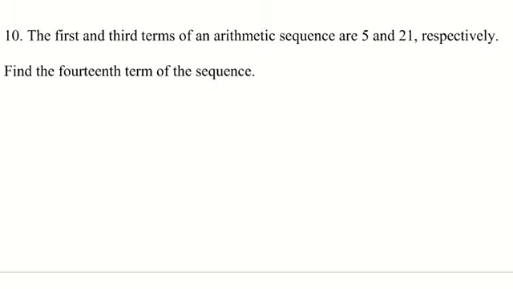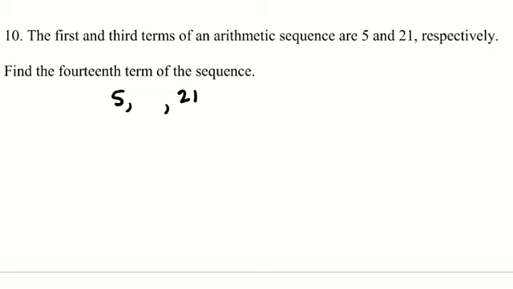Okay. And here's another one that's very similar to a question that I saw in the CLEP that I took. The first and third terms of an arithmetic sequence are 5 and 21 respectively. Meaning that 5 is the first term and 21 is the third term. Find the 14th term of the sequence. All right, well, what I'm going to do is just set up and try to figure out a little bit more about this sequence. So 5, then there's a second term, and then there's 21.